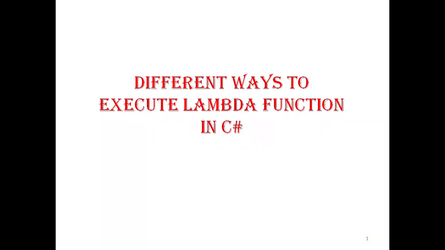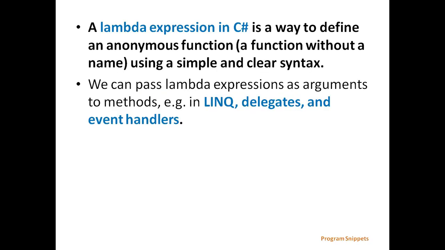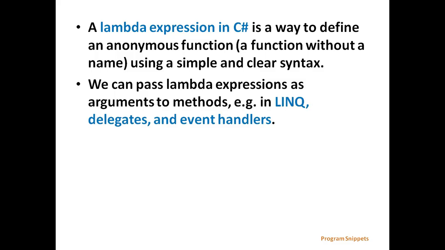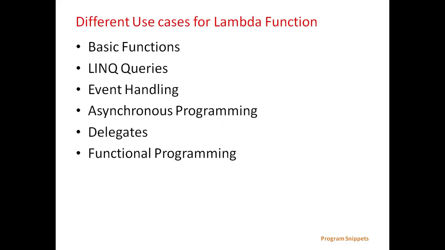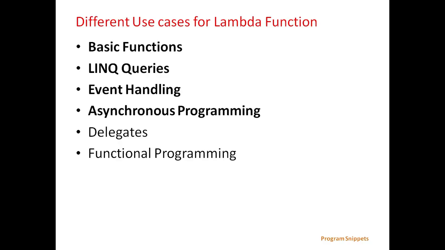Here we will see different ways to execute lambda functions in C#. As you know, a lambda expression is a way to define an anonymous function, that is a function without a name, using a simple and clear syntax. We can pass lambda expressions as arguments to methods like LINQ, delegates and event handlers. Different use cases for lambda functions are basic functions, LINQ queries, event handling, asynchronous programming, delegates and functional programming.